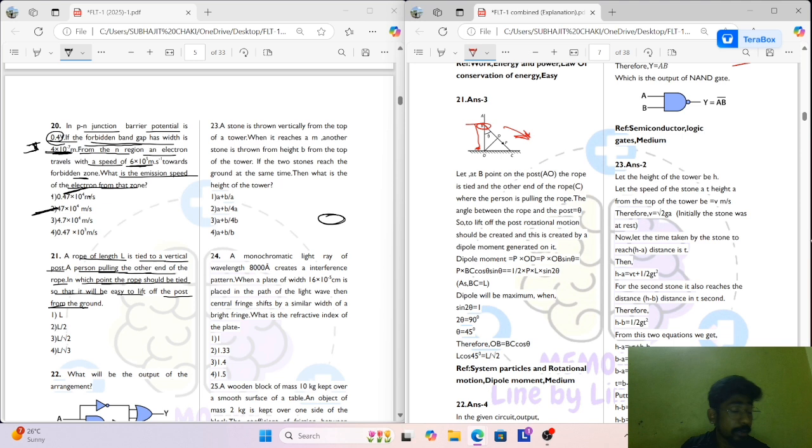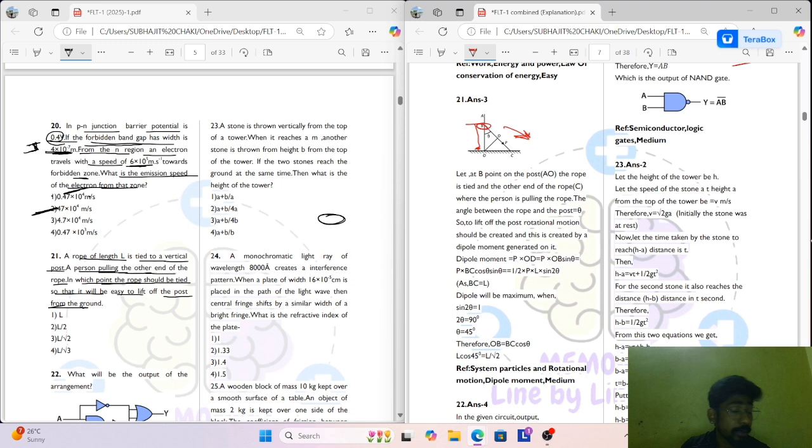OD is our perpendicular and this is our hypotenuse. OD by OB equals sin theta. That means OD equals OB sin theta. And OB is equal to what? If this is theta, right?